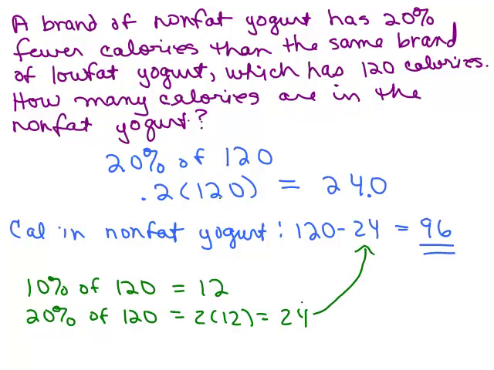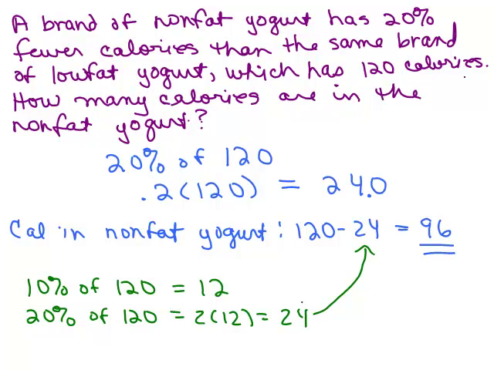So you could either do 0.2 times 120, 1/5 times 120, or figure out what 10% is and double it. But in any case, you're going to get that 20% of 120 is 24 and subtract it from 120. This is a traditional way of doing it. But now I want you to think about it just slightly differently. If it has 20% fewer calories, that means it still has 80% of the original calories. Think about that. It's got 20% fewer, then the non-fat has 80% of the total calories in the low-fat yogurt.